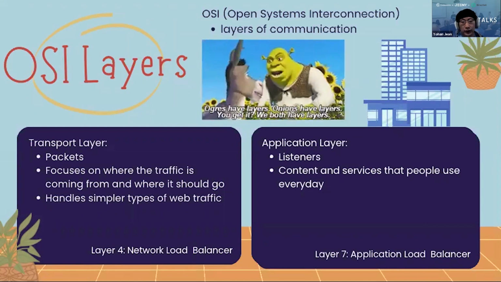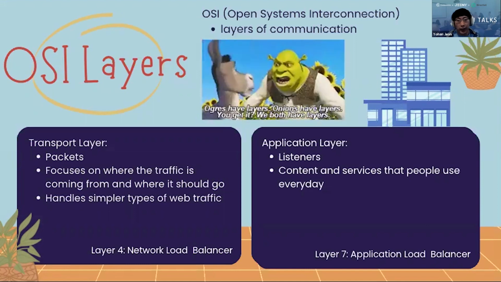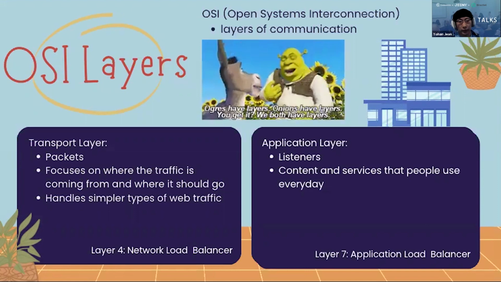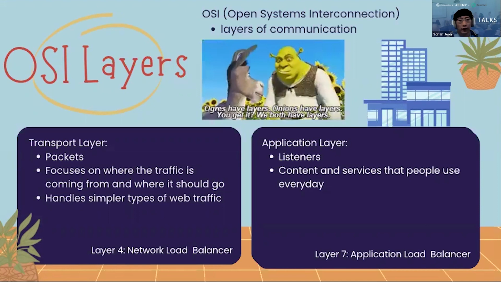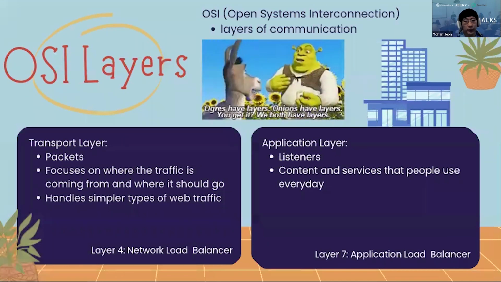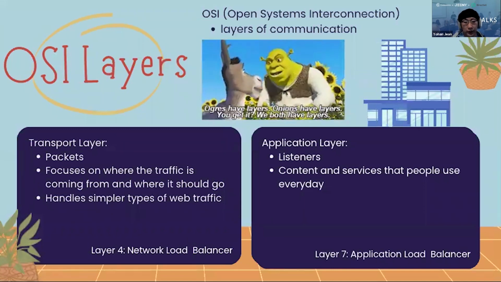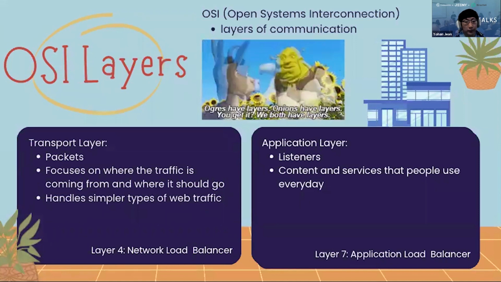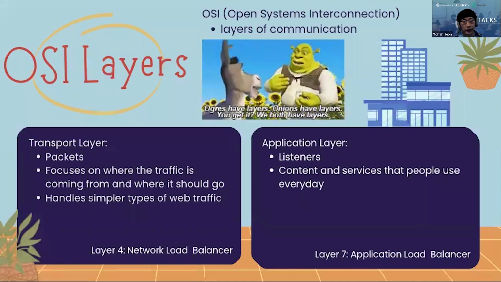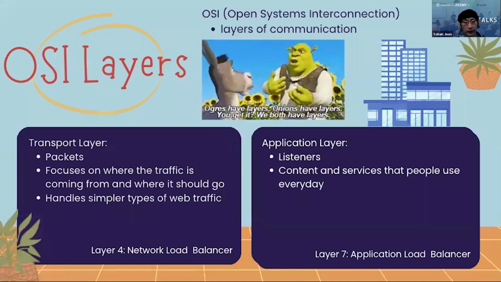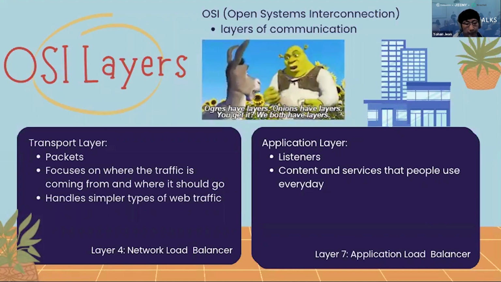Each layer specializes in serving different forms of information. Layer 4, known as the transport layer, is responsible for making sure that data is delivered between devices in a reliable and orderly way. At this layer, data is broken down into smaller pieces called packets before being sent across the internet. It's also where basic rules are set up to ensure that packets reach their destination correctly. It's because network load balancers work in layer 4 that they handle simpler types of web traffic, such as TCP, UDP, and TLS connections.